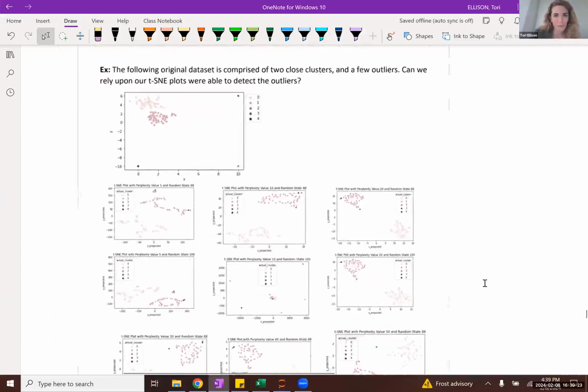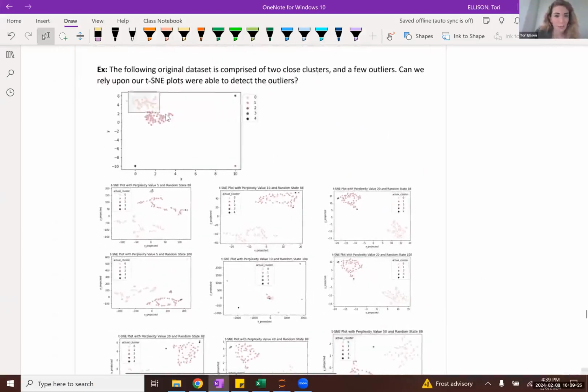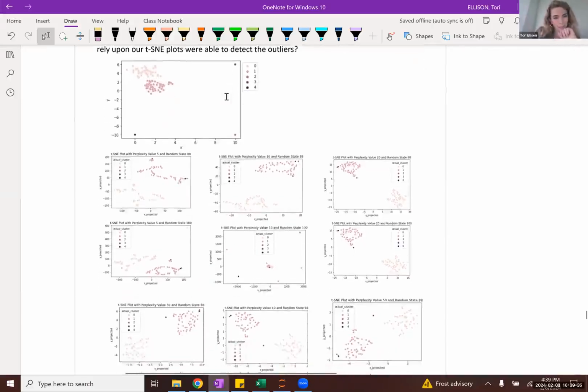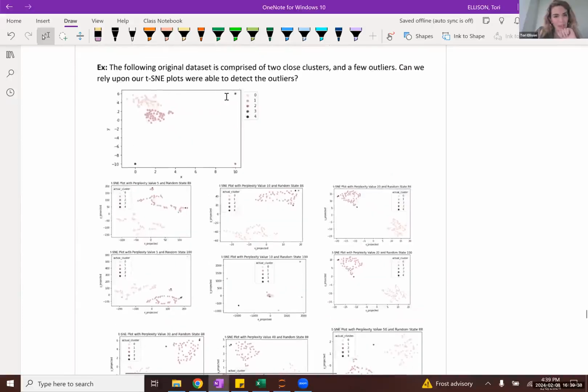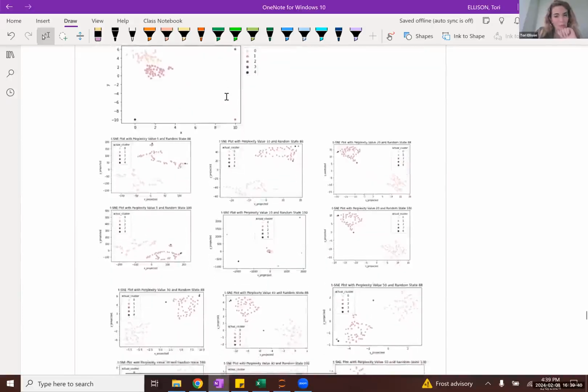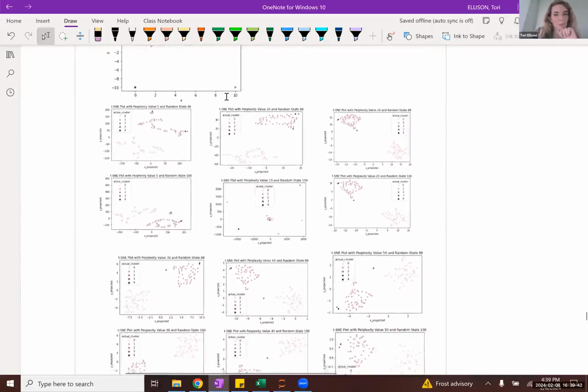So here we have this data set. We have two main clusters that we definitely want to count as clusters. And then we have a few outliers in this data set. So let's take a look at what the t-SNE plot does as we look at multiple perplexity values and multiple random states.